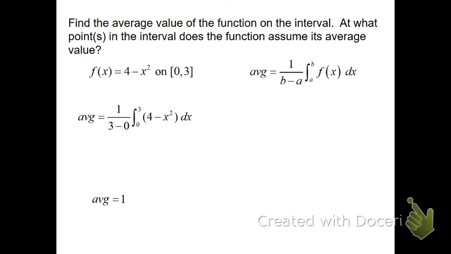It's 1. Now, if they say, at what point or points in the interval does the function assume its average value? Now you would let f of x be 1 and solve for x. Okay, just in case, I just wanted to make sure you understood that. So set it equal to 1, do your algebra, blah, blah, blah. You get 2 answers, but only one of them is in the interval from 0 to 3.